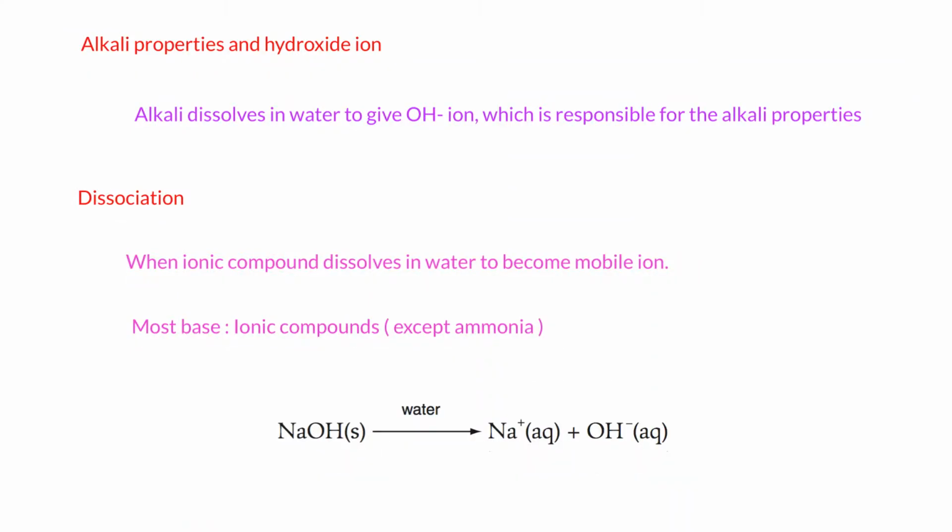So first of all, you can see that alkaline dissolves in water to give hydroxide ion, and these hydroxide ions are responsible for the alkaline properties. If you have OH minus, you have alkaline properties. If you don't have it, you don't have any.